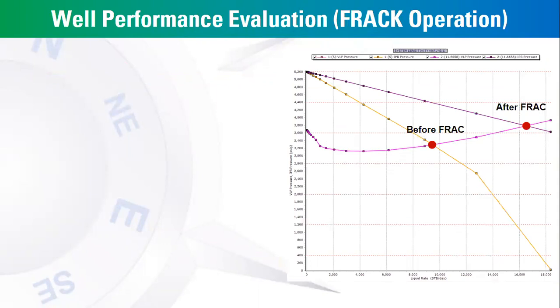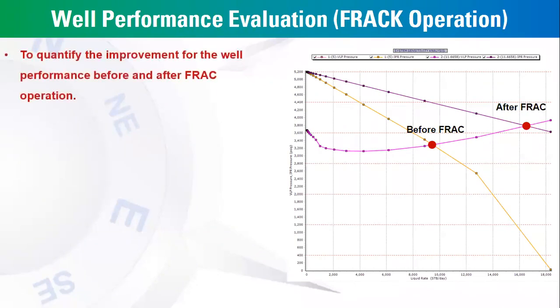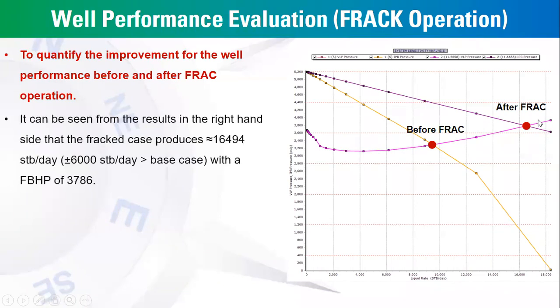Also, you can evaluate well performance after fracturing operations. As you can see, for the same VLP model, you can evaluate the reliability of the hydraulic fracturing operations by generating the IPR model before fracturing and after hydraulic fracturing or acid fracturing operations. So as you can see, we have a significant increase in the productivity index of the well, and we can achieve a much higher production rate. We have an increase in flow rate of about 6,000 barrels per day relative to the base case with hydraulic fracturing, at a slightly higher bottom hole flowing pressure.